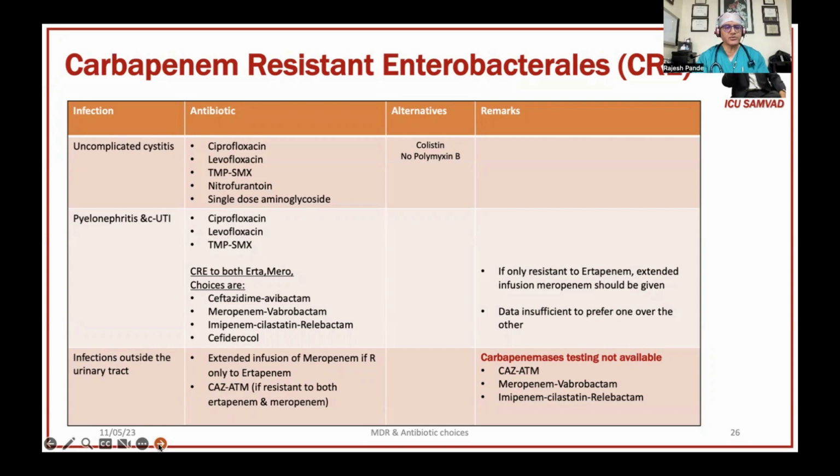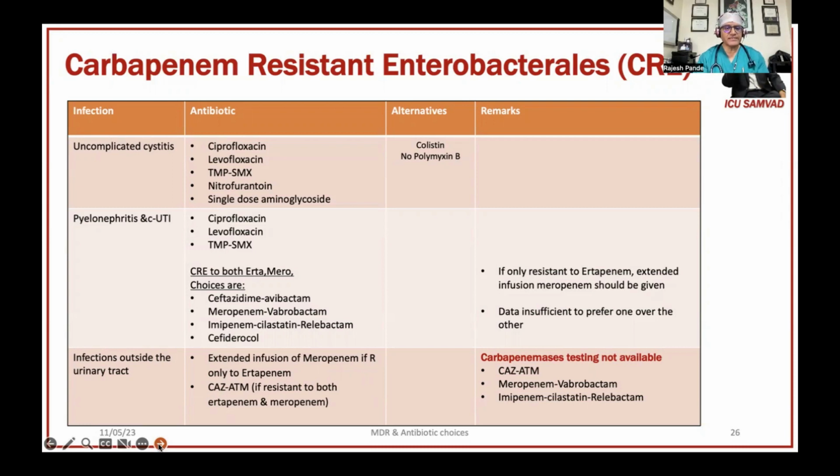For infections outside the urinary tract, whether pneumonia or bloodstream infections, if it is resistant only to ertapenem, then extended infusion of meropenem can be given. So please understand, in MDR infections, whenever you are using meropenem, give a big bolus, say 2 gram, followed by extended infusion, which can be given over a period of 1 to 2 hours.